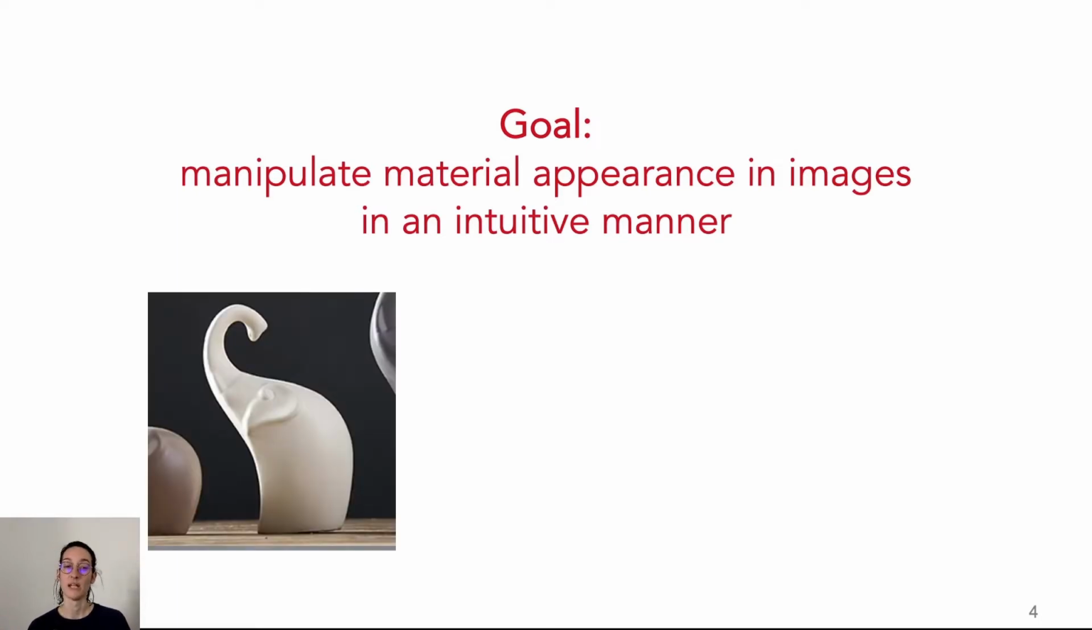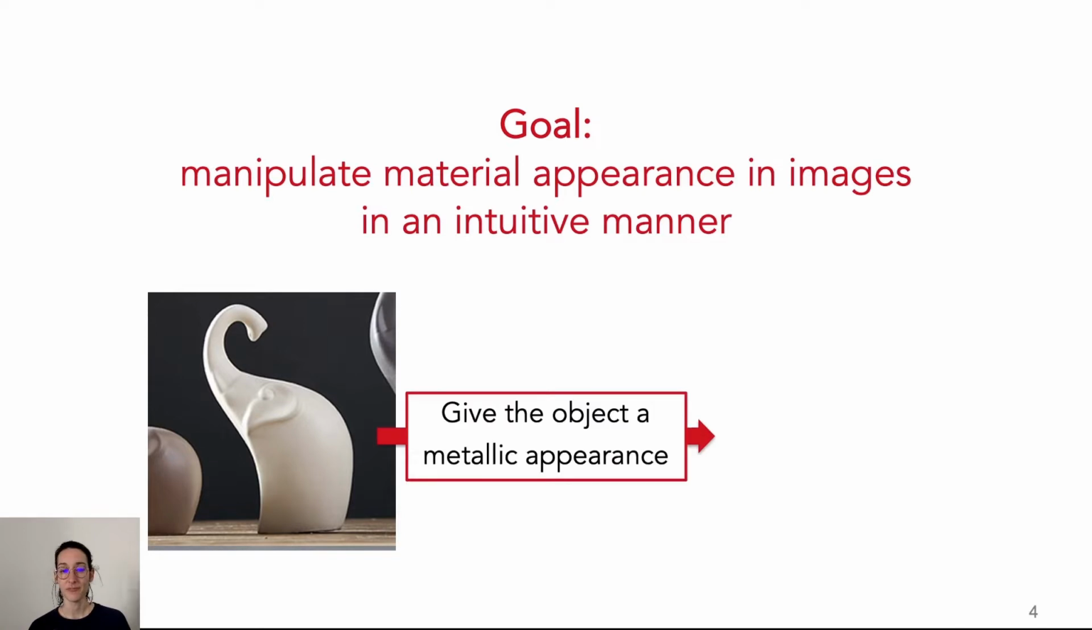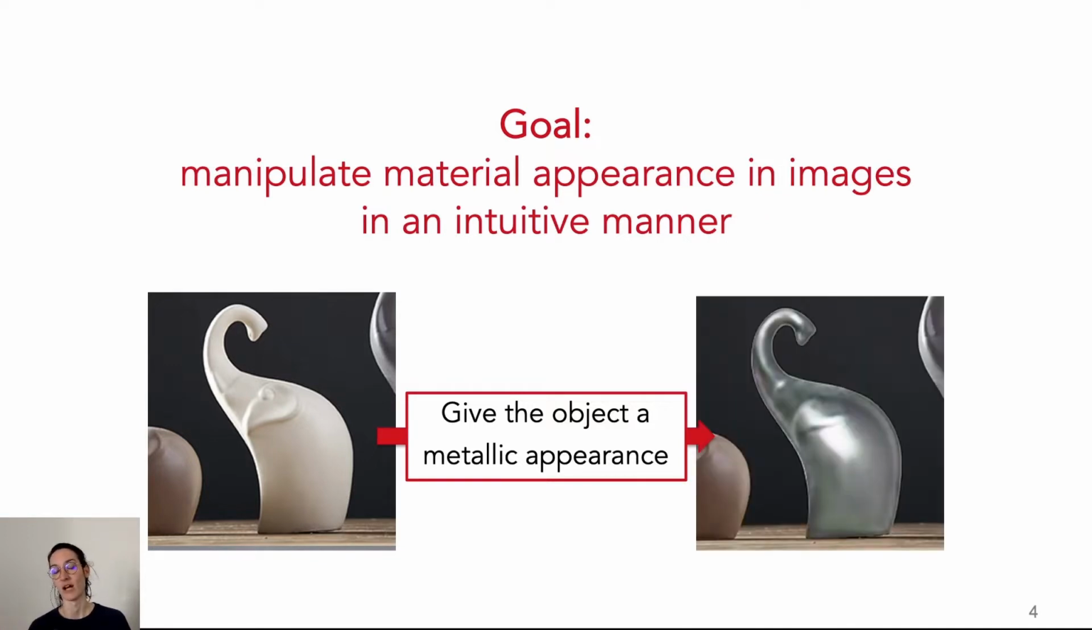So starting from an image that contains an isolated object with a uniform material, such as this one, we can give an appearance target. Here, for example, make the object look more metallic, and our method outputs a new image that is depicting the same scene, but with now a change in appearance according to the target appearance.